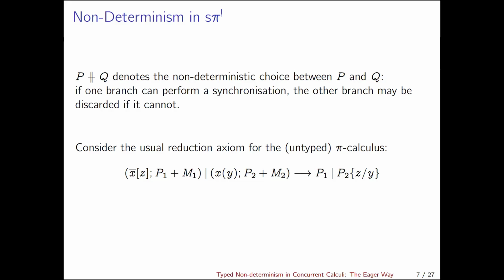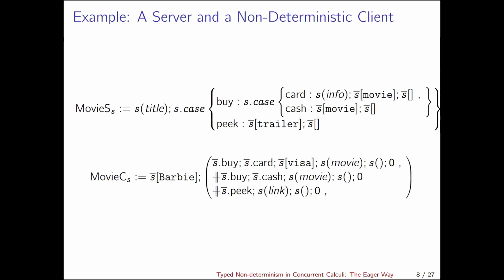But the problem is we want to type, and this is not typed, and we want to type with session types. And it's very hard to maintain the Curry-Howard isomorphism if you don't have confluence. Okay, so we had to do some magic to make it work.